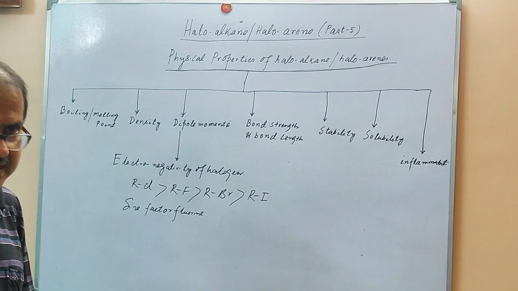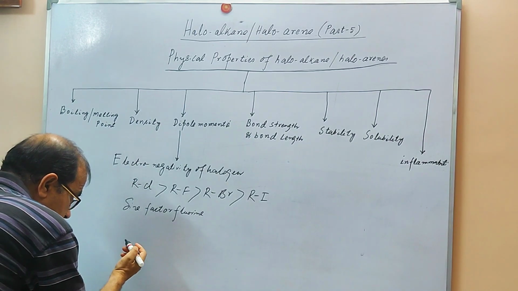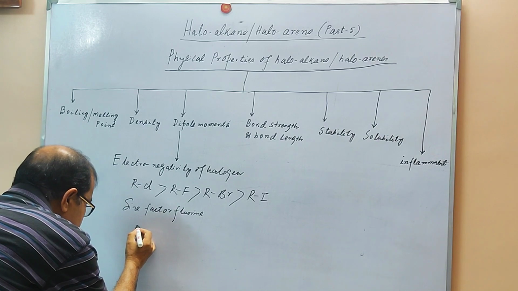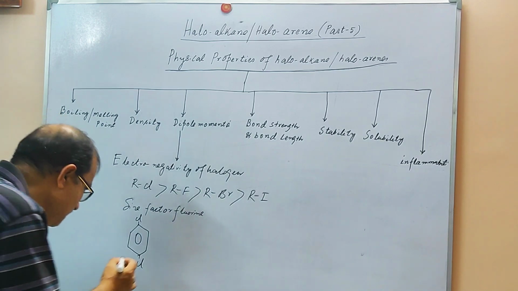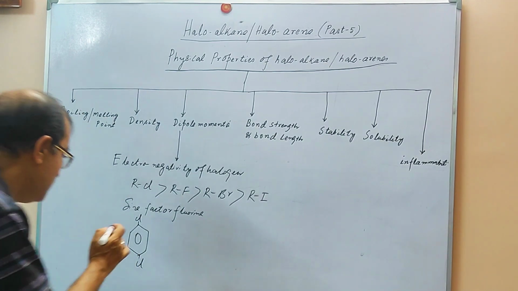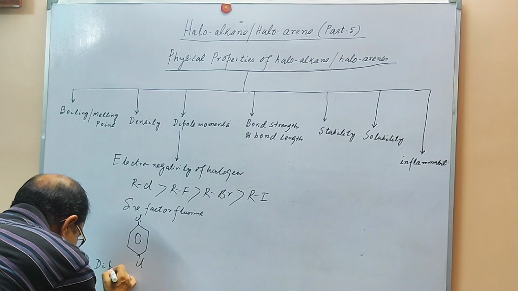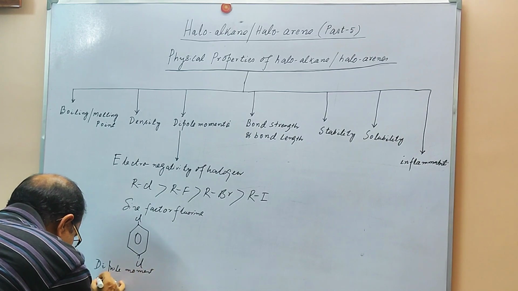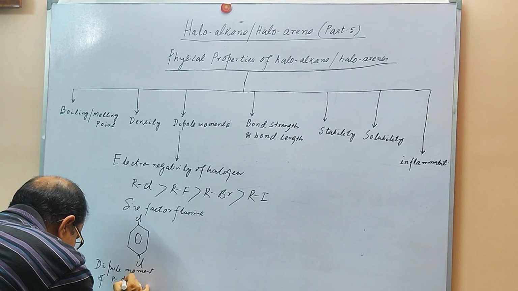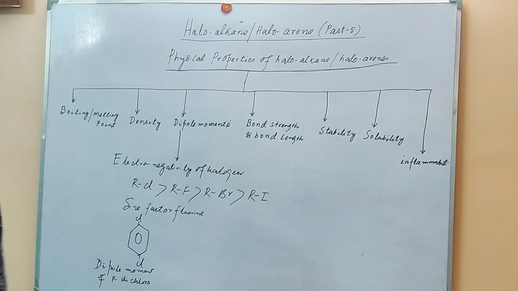Now for isomeric compounds of the aryl halides, para-dichlorobenzene: this is para-dichlorobenzene, and its dipole moment is 0.